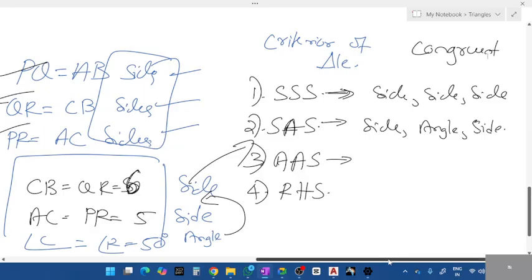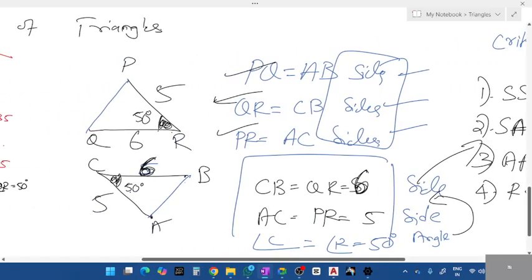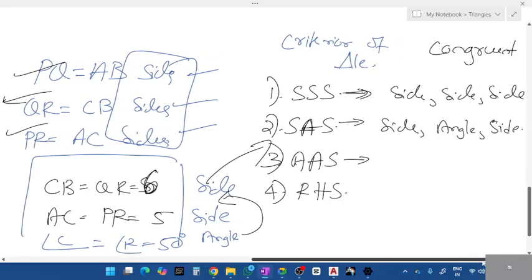Now look at this diagram. If you superpose this diagram, if I place TAB on top of PQR, if I tilt and place it, they both will be same. They both will coincide at the same point.